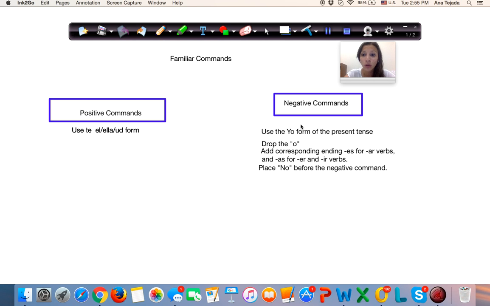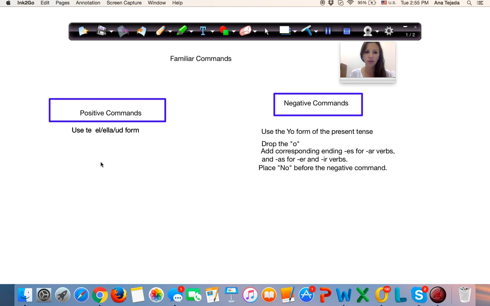¿Cuándo usamos comandos? Commands. What does that sound like? Right, we use it when we want to give orders or when we want to advise someone. So when we want to do this in Spanish, we have to worry about two things. One, the positive commands, and two, the negative commands. Let's start with the positive commands.